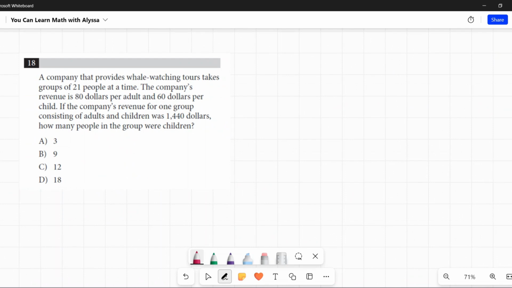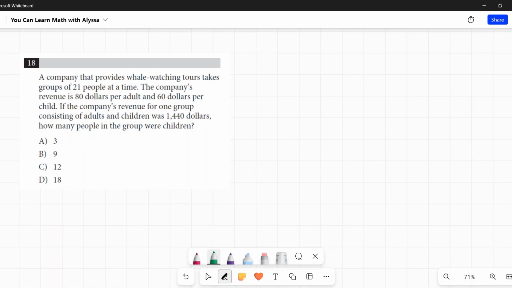18. A company that provides whale watching tours takes groups of 21 people at a time. The company's revenue is $80 per adult and $60 per child. If the company's revenue for one group consisting of adults and children was $1,440, how many people in the group were children?